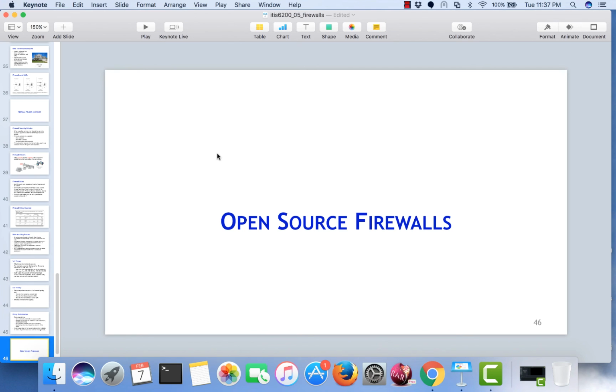Obviously, the best firewall in my own personal opinion is Palo Alto's. They're extremely powerful technology, but they're also extremely expensive. There are some open source firewalls that you can download yourself and set up on an old laptop on your network at home and try to help protect yourself.